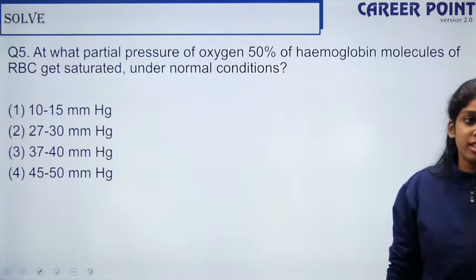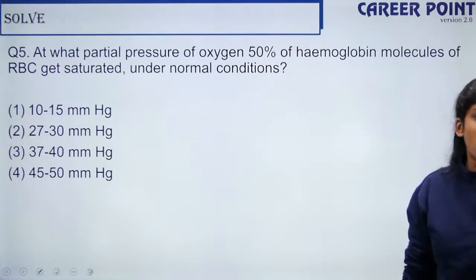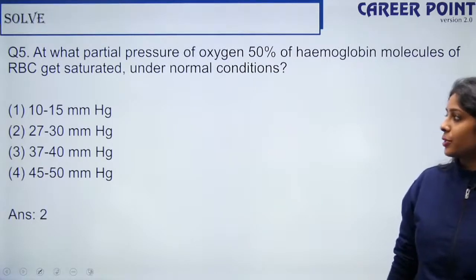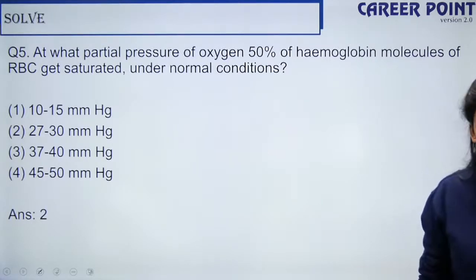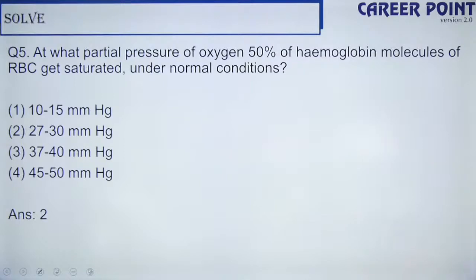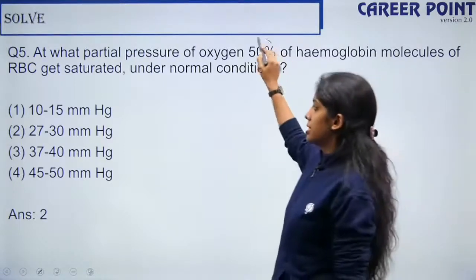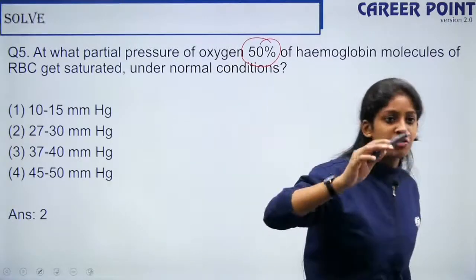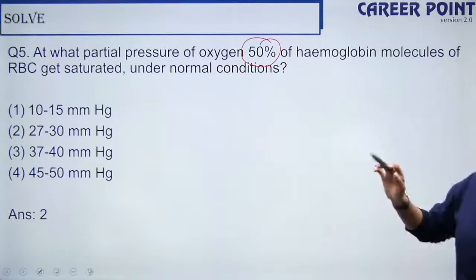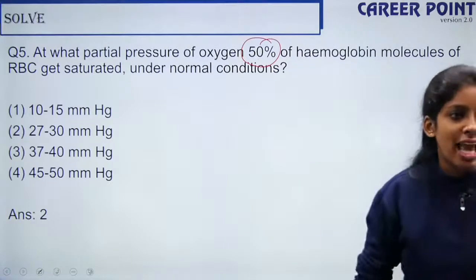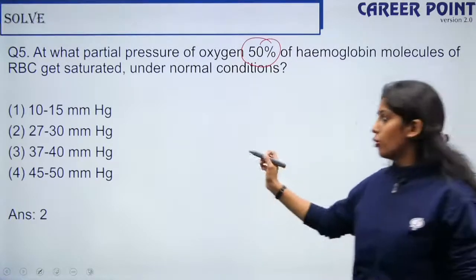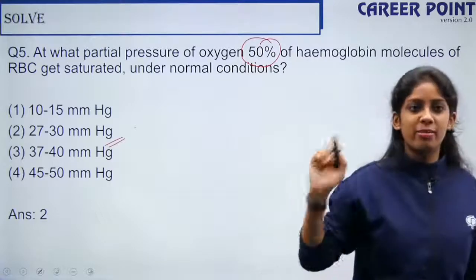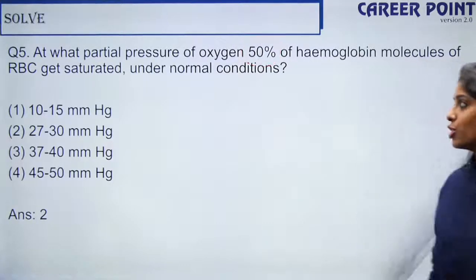Can I give you the answer? Okay, you are confused between 1 and 4. You think option 1, but the answer is 2. So you have 27 to 30 mmHg. That is the partial pressure of oxygen where 50% saturation happens. I guess you're thinking about 100%, but I am asking only about 50%. So that is from 27 to 30 mmHg. Please take note of this. This is the question where you made a mistake. So long you have been giving me the right answer. Please go through this once again.